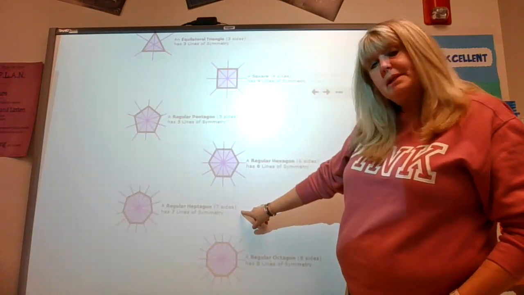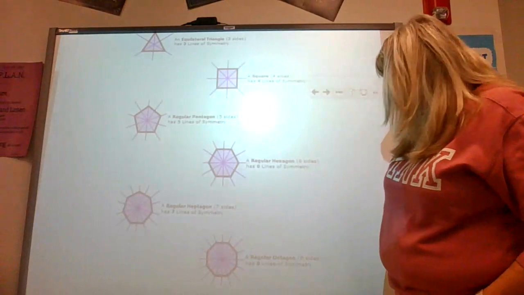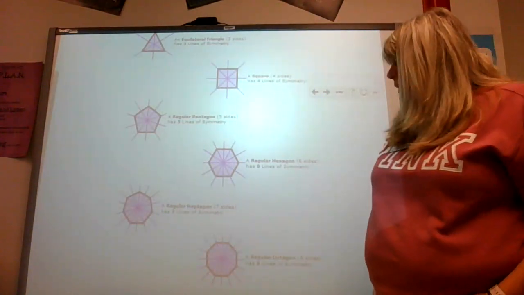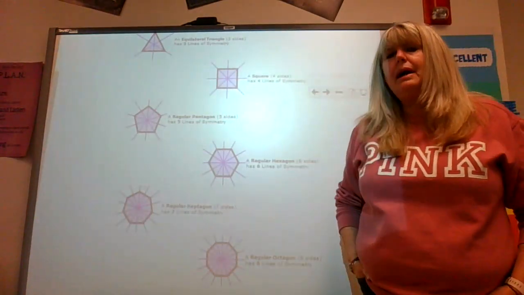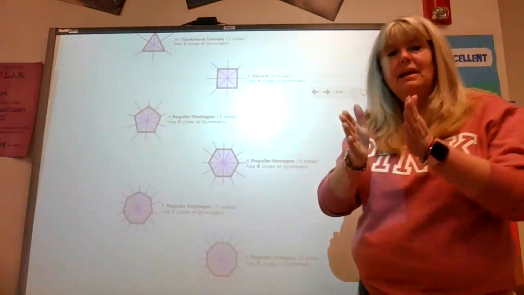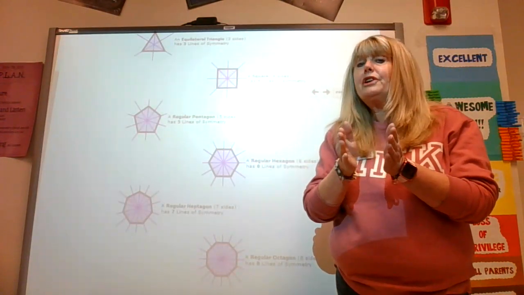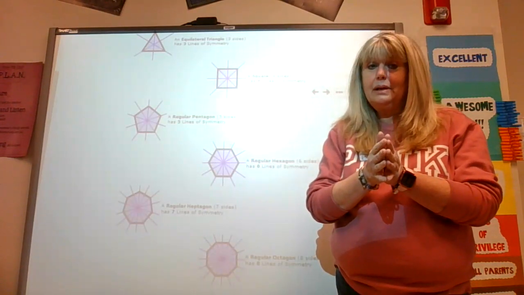A regular heptagon, a seven-sided figure, is going to have seven lines of symmetry. And a regular octagon, an eight-sided figure, will have eight lines of symmetry. So just remember, however many sides they have, if they're all equal and they're the regular one, then they're going to have that many lines of symmetry. But only if the sides are equal.